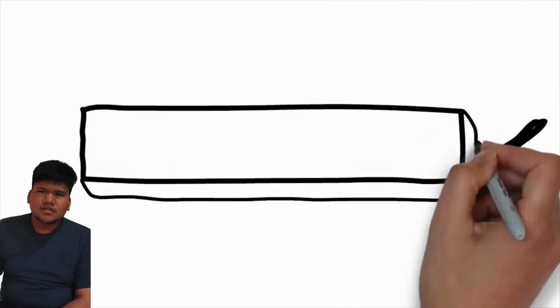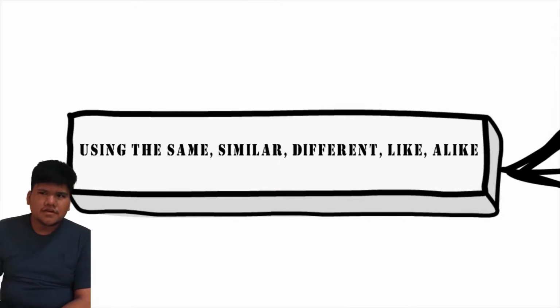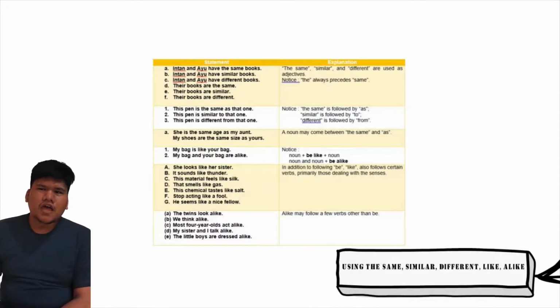And number 6, using the same, similar, different, like, alike. The statements are: A. Intan and Ayu have the same books. B. Intan and Ayu have similar books. C. Intan and Ayu have different books. D. Their books are the same. E. Their books are similar. And F. Their books are different. The explanation is that the same, similar, and different are used as adjectives, and notice the word the always precedes same.